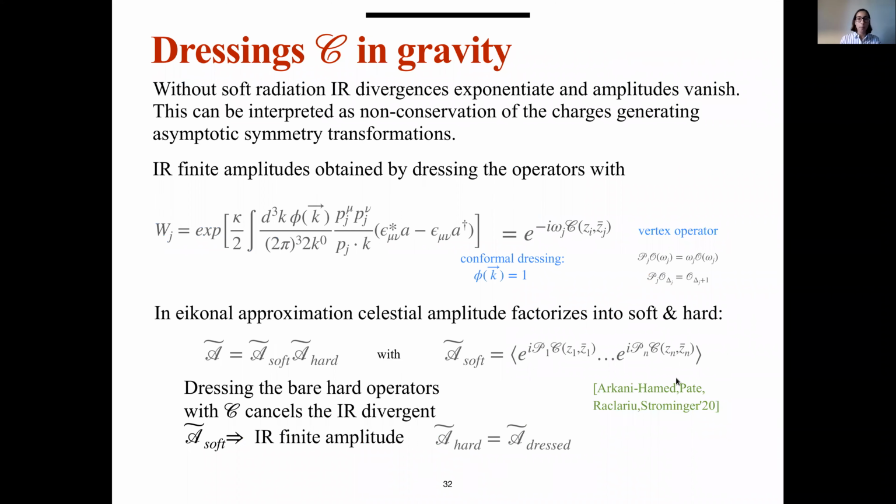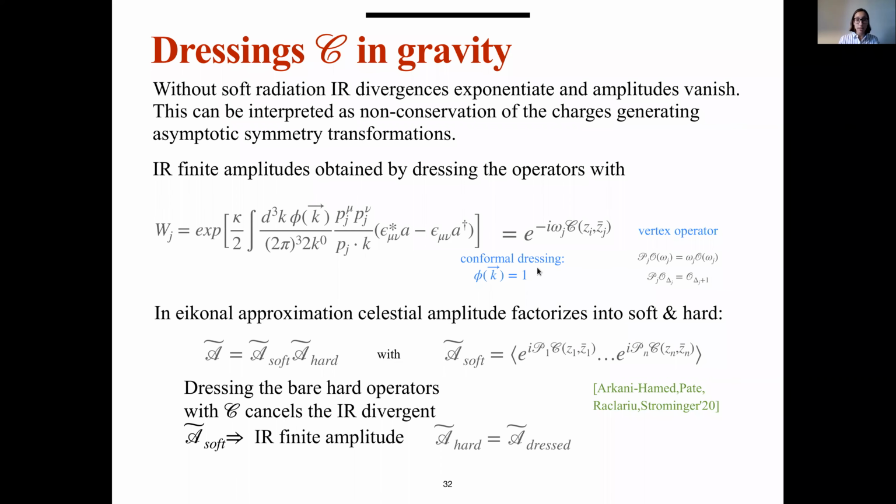Okay, so now another thing that arises in this context is dressing. If we have these soft theorems and we look at amplitudes without soft radiation, then infrared divergences exponentiate and the amplitudes vanish. This can be interpreted as a non-conservation of the charges that generate the asymptotic symmetry transformations. Now, a way to get infrared finite amplitudes is to dress the hard operators with certain dressing factors that cancel these infrared divergences. Here I've written the dressing for the leading soft graviton. It's given by this expression.